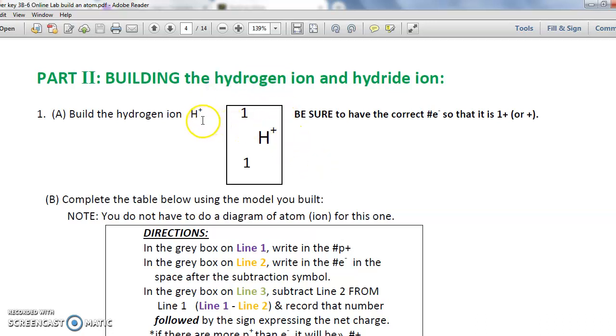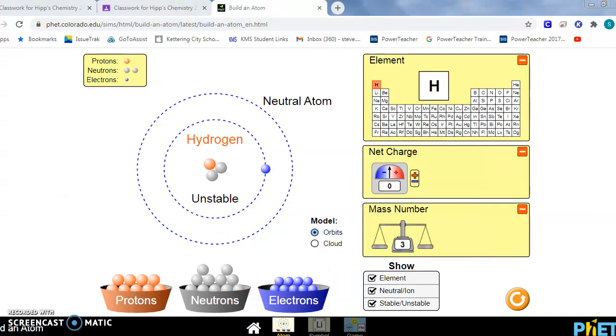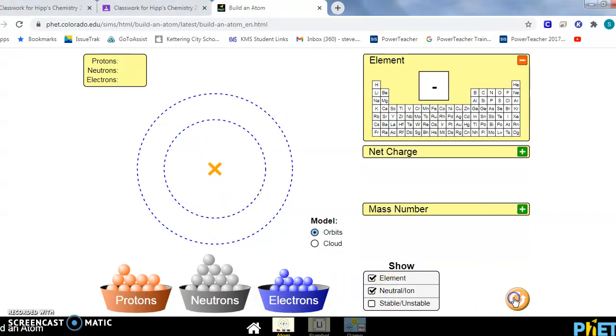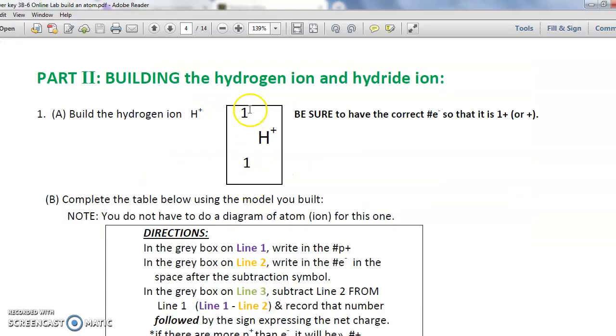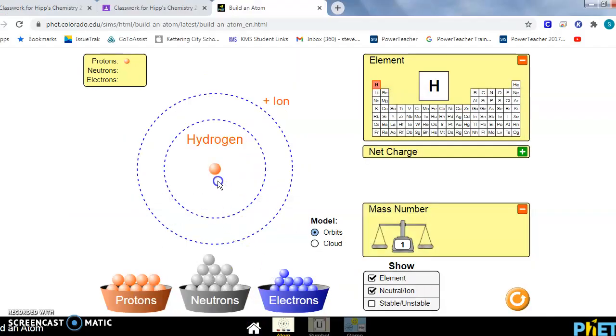So the first one they're wanting us to build is H+. How do we do H+? It's very easy to build H+. Let's reset this. We know they want us to build the one with one particle in the nucleus. They wanted a mass number of 1, as we saw right here, and they wanted that mass number to be a proton. So here we go. There's our proton. Our mass number is 1. Oh my gosh, we have a positive ion. That is the hydrogen ion.